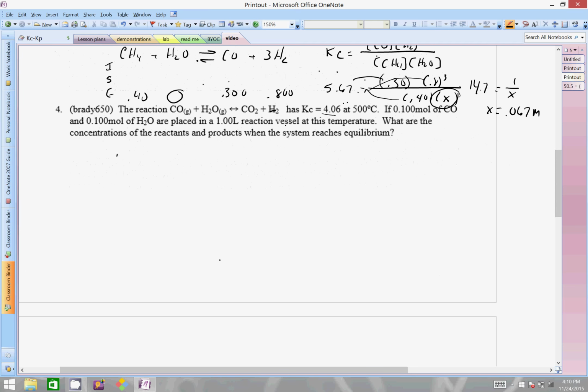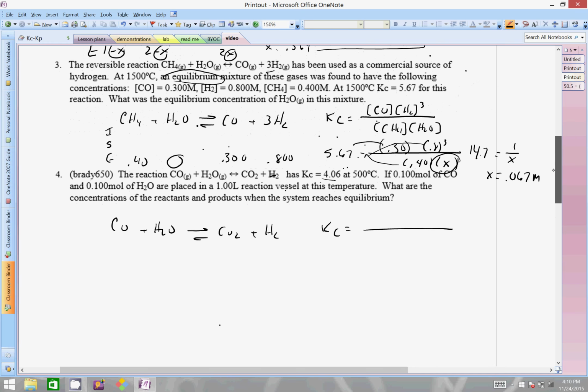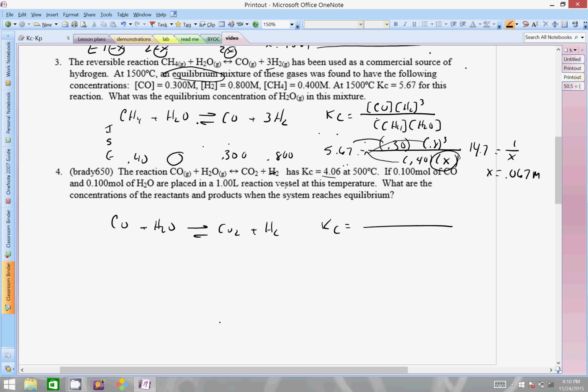We got CO plus H2O, CO2 plus H2, so my Kc equals, and it looks like this thing is balanced for you. They usually come balanced. This one here is slightly different than the one above it, you might notice. So they start to all look the same after a while. The concentration of H2, concentration of CO2, over concentration of CO, concentration of H2O, all ones, all gases.